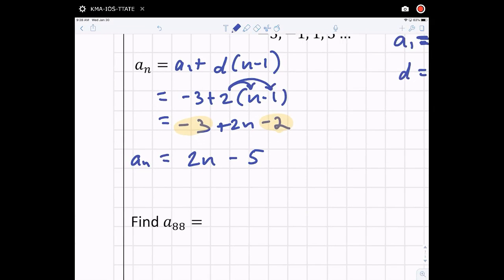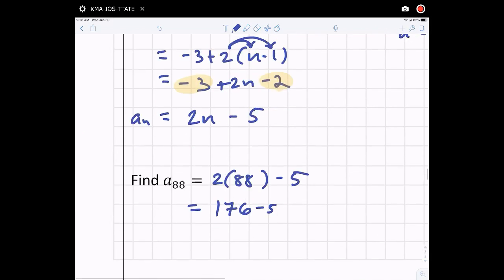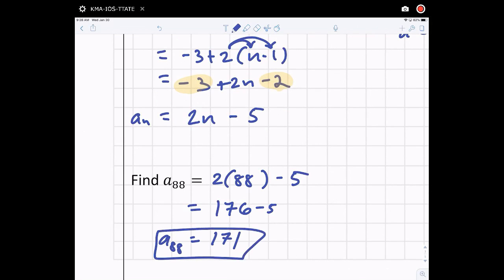I can use that formula to find a sub 88. I would just say 2 instead of the n, plug in 88, subtract 5. 2 times 88 is what? 176. And then when we subtract 5, we do get 171. Okay? That's what I was trying to get.